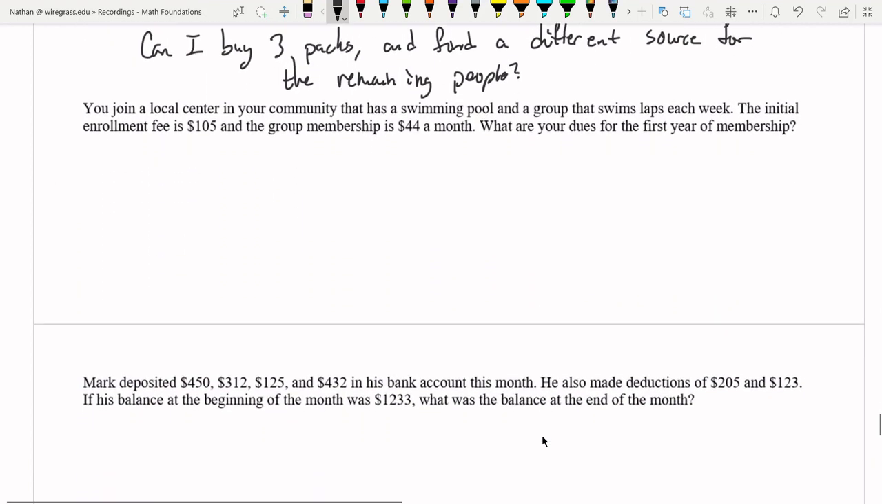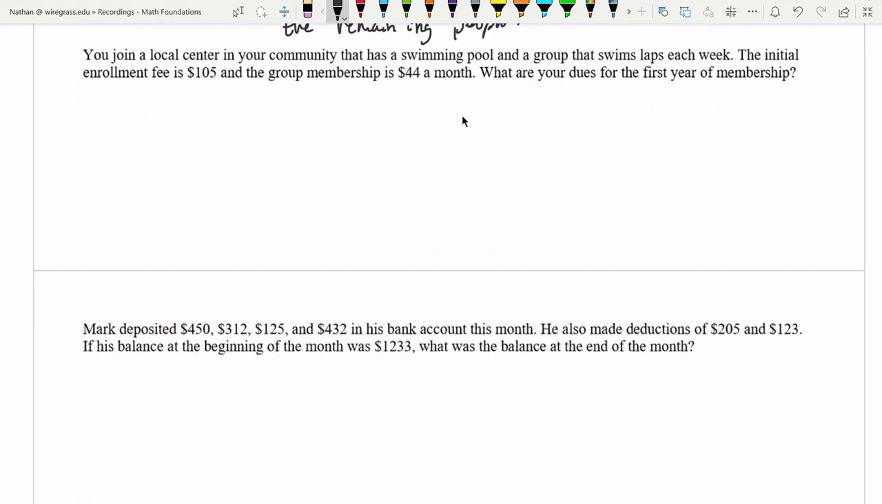Okay, let's say you have a local community center that has a swimming pool, and in that community there's a group that swims laps each week. The initial enrollment fee is $105. We know we have a $105 enrollment fee, which is going to be a one-time fee.